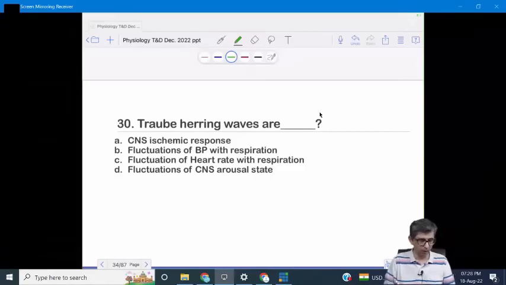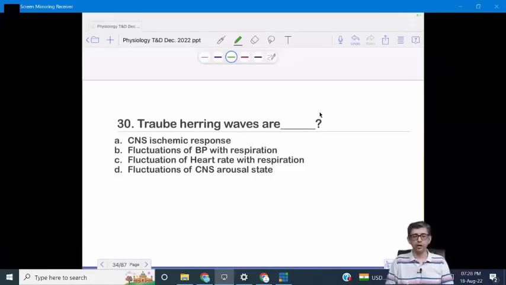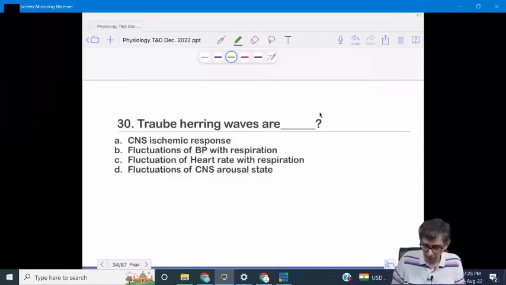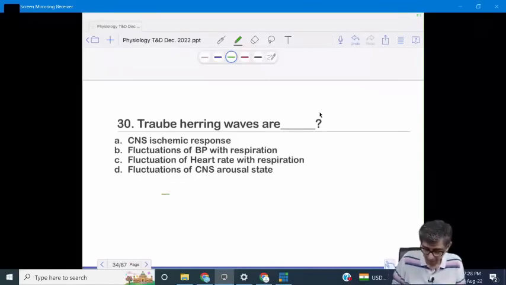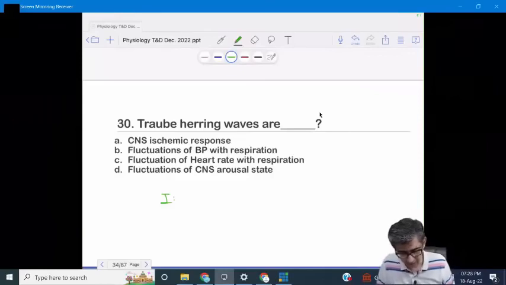Okay. Moving to question number 30. True bearing ways are which of the following? Yes, I'm waiting for your answers here. Fluctuation of the heart rate with respiration होता है, ठीक है.